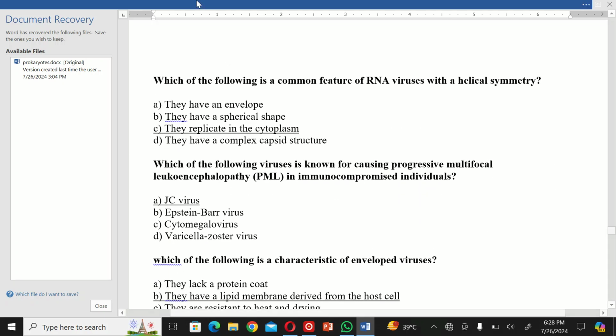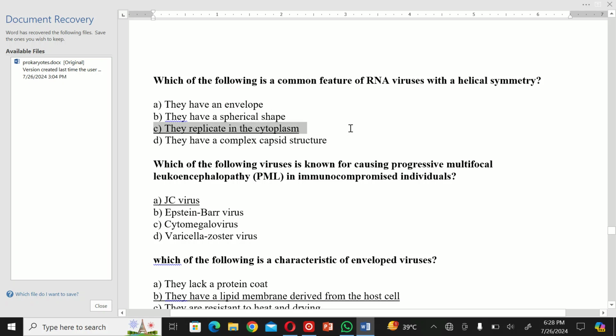The next MCQ is: which of the following is a common feature of RNA viruses with a helical symmetry? A. They have an envelope. B. They have a spherical shape. C. They replicate in the cytoplasm. D. They have a complex capsid structure. So the correct option is C.